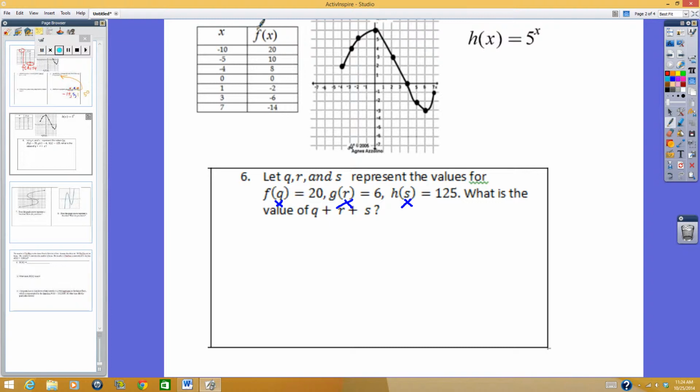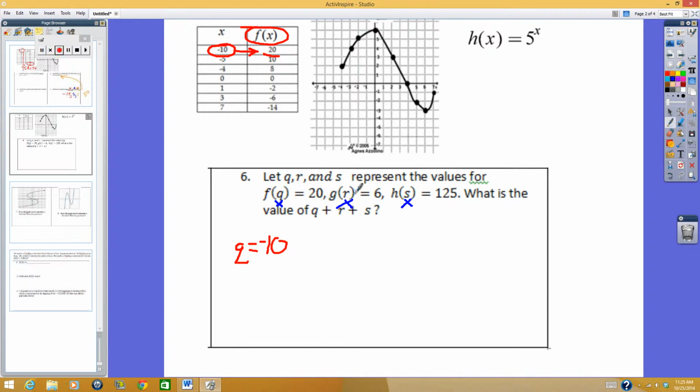So you look in this f category, this column, f of some number equals 20. You see a 20 right here. So that must mean that f of negative 10 would equal 20. So the first one would be that q equals negative 10. Once again, because of this matching value in the table.